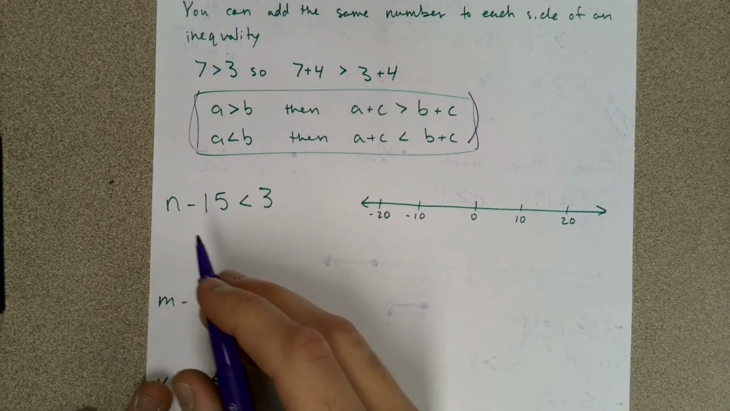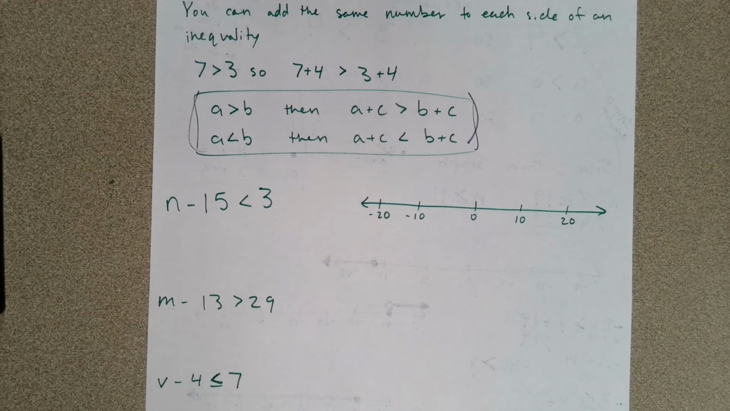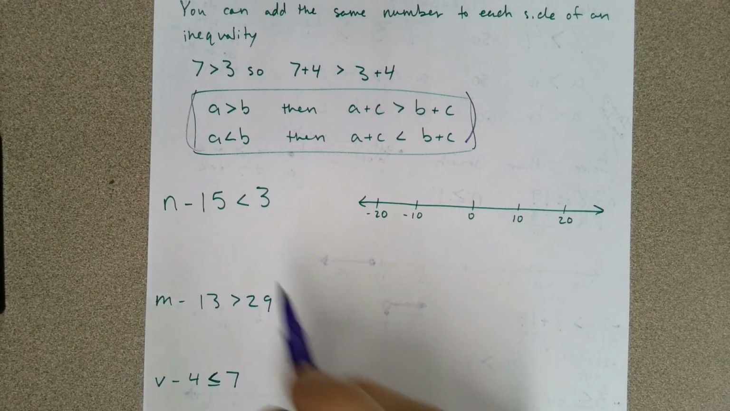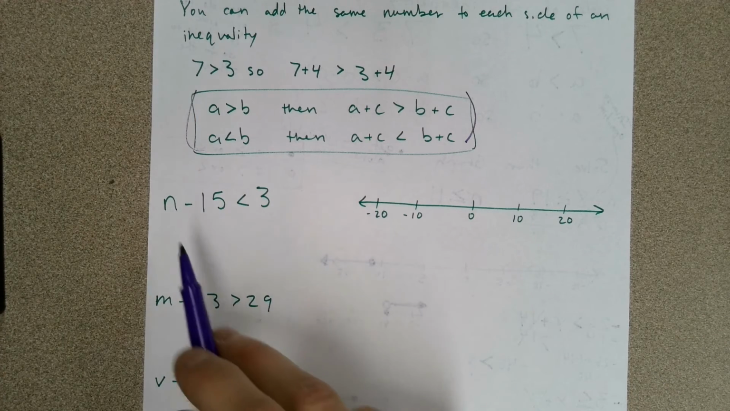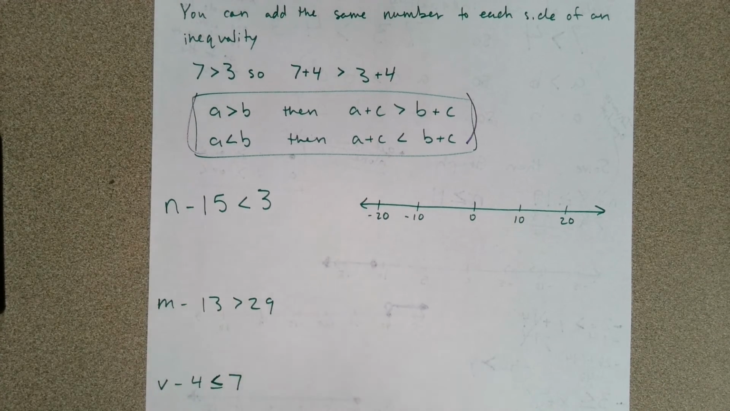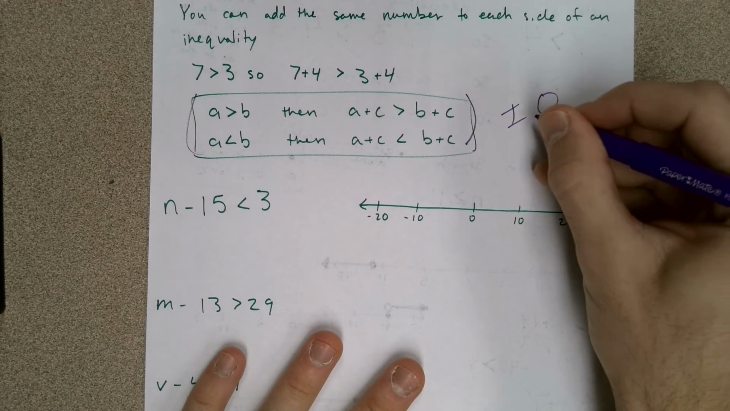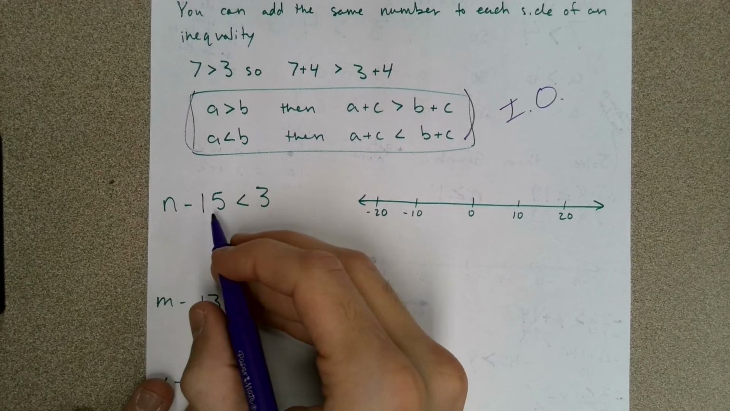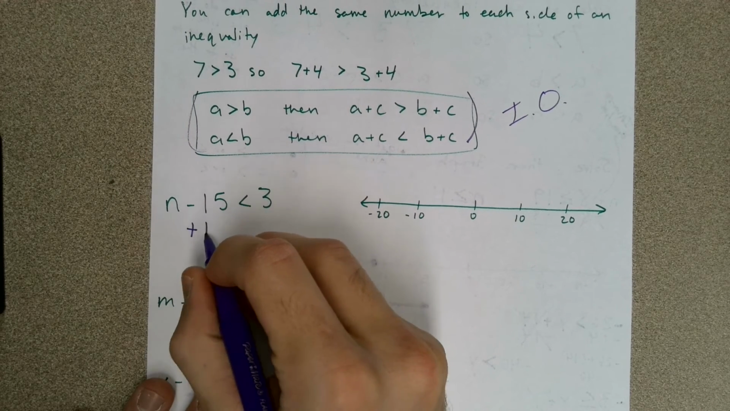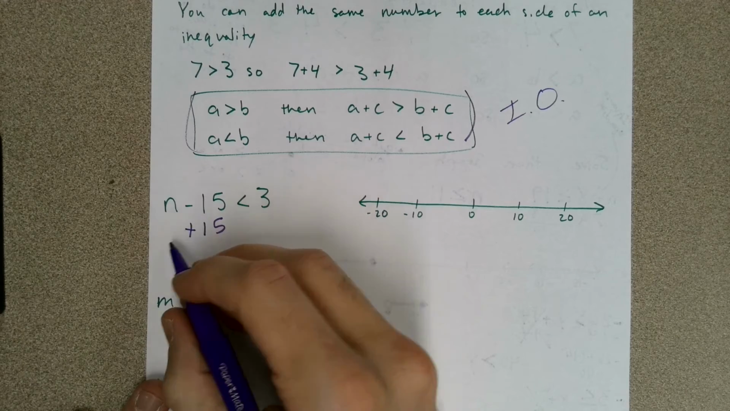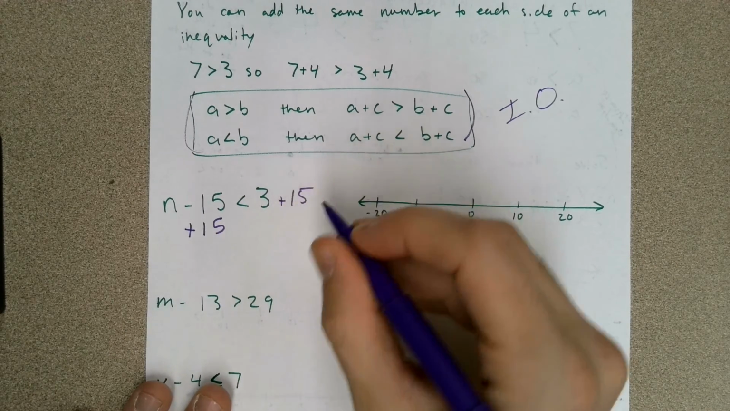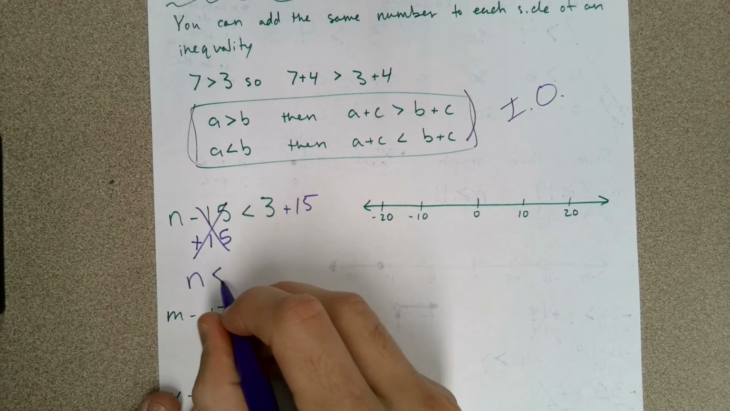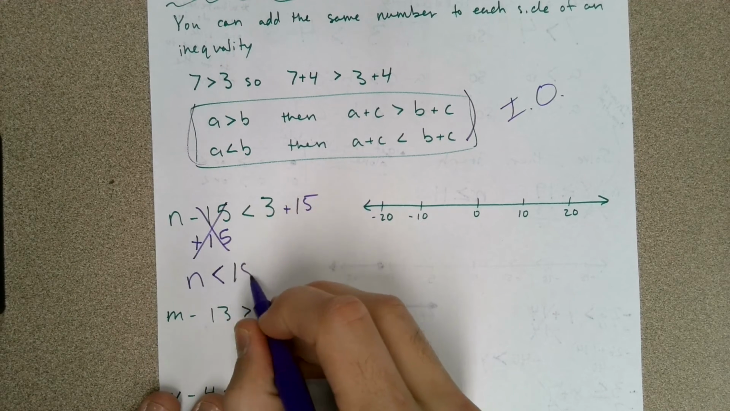So our first step here, again, we're going to be trying to get that variable by itself. This time we have n minus 15 is less than 3. How do we get this variable by itself? We have to do that inverse operation. n minus 15. To undo that, we're going to do plus 15. Whatever we do to one side, we have to do to the other side. These cancel out, leaving us with n is less than 3 plus 15, 18.